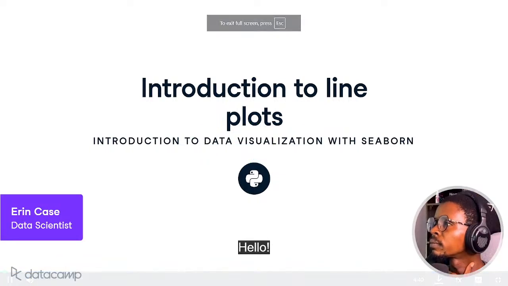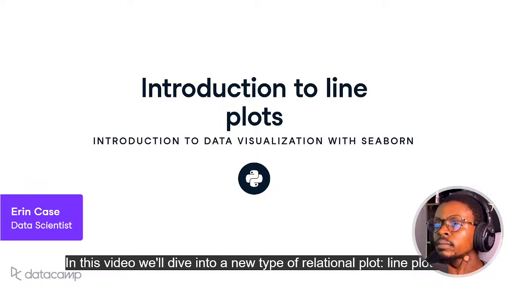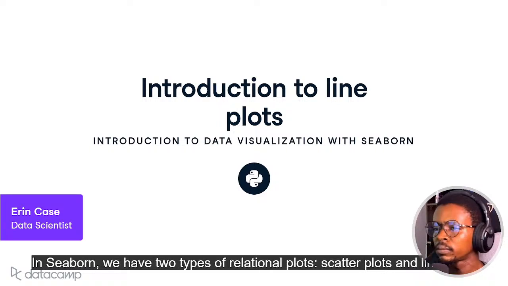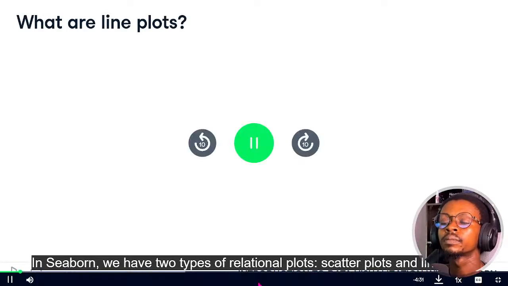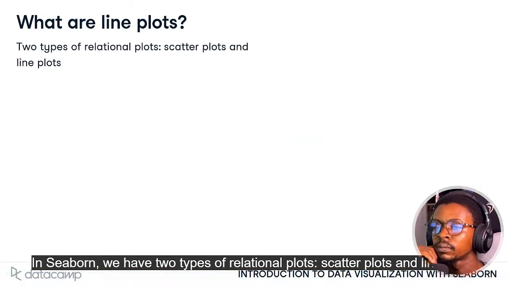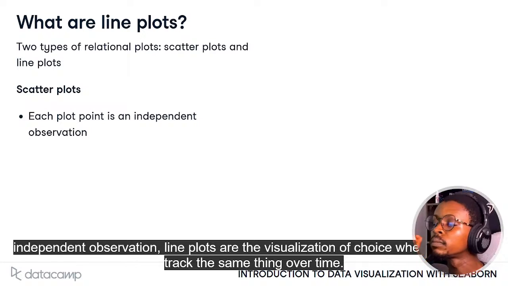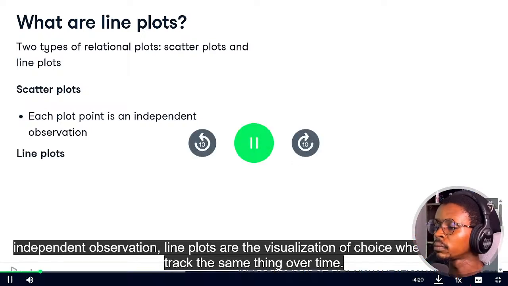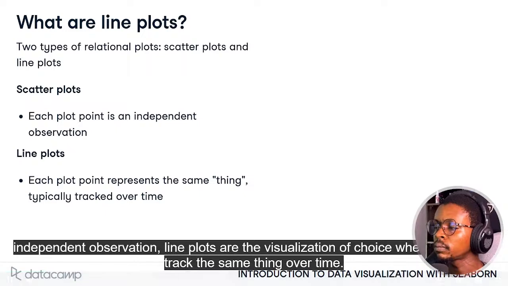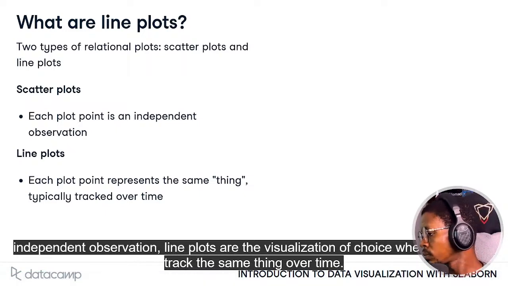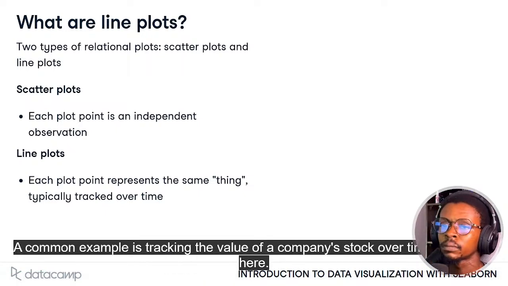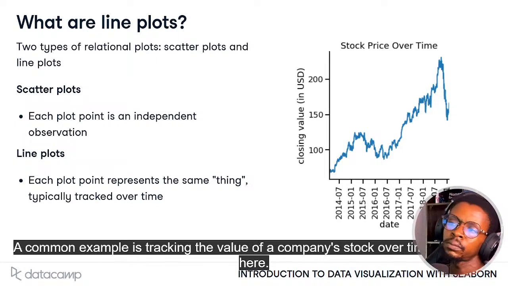Hello! In this video, we'll dive into a new type of relational plot, line plots. In Seaborn, we have two types of relational plots, scatter plots and line plots. While each point in a scatter plot is assumed to be an independent observation, line plots are the visualization of choice when we need to track the same thing over time. A common example is tracking the value of a company's stock over time, as shown here.